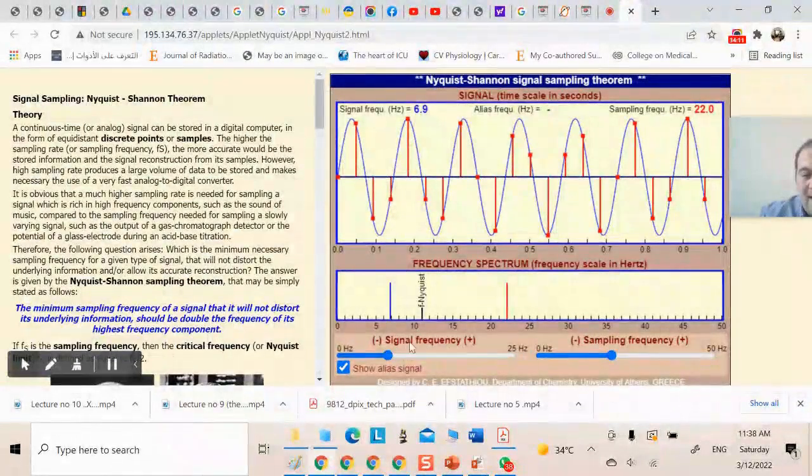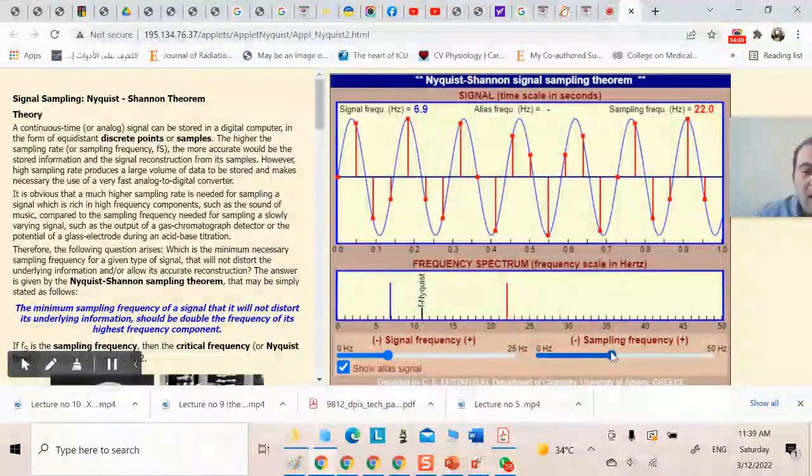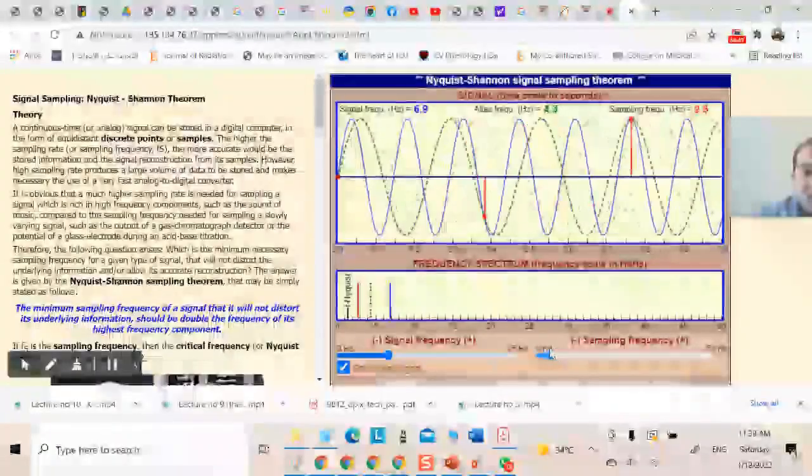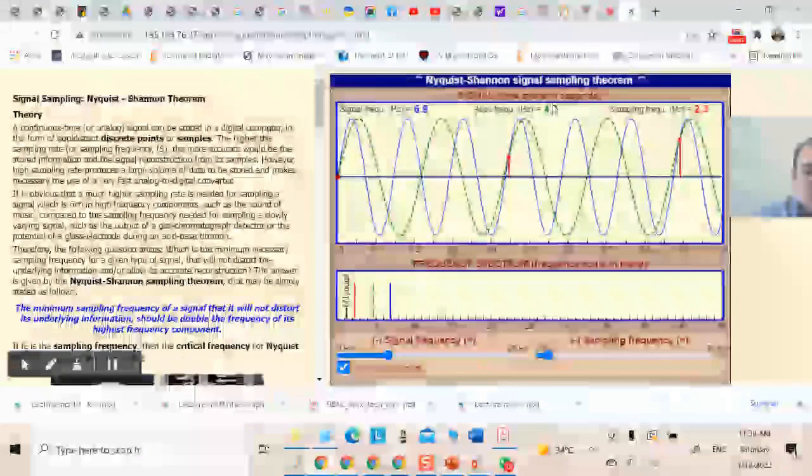If I have, for example, the signal frequency of the line pairs at 25 Hertz and the sampling frequency is 50 Hertz. Sorry, here the signal frequency is 6.9 and the sampling frequency is 22, which means that the sampling frequency is higher than the Nyquist frequency of 6.9, more than double. This means there will be no aliasing. But what if we reduce the sampling frequency? Aliasing artifacts have started to appear.